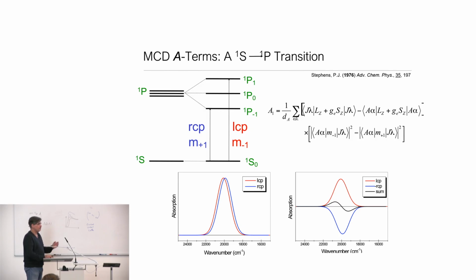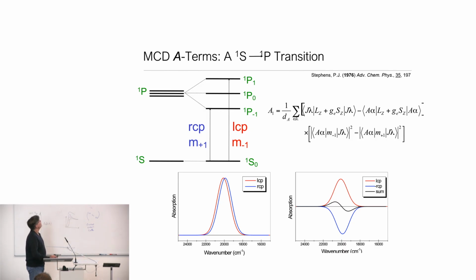Yeah? And since we're measuring LCP minus RCP, the result, if you now subtract the blue curve from the red curve, is then a derivative shaped signal. Right? So as we said, then the A term is a derivative shaped signal, and that is the mechanism how it comes about, by going from a non-degenerate ground state into a degenerate excited state. So A terms are relatively rare. In practice, you meet them in compounds like porphyrins that have doubly degenerate excited states, like E states.